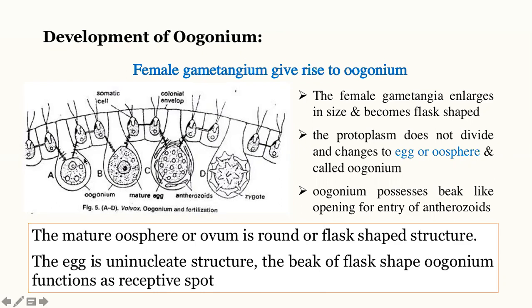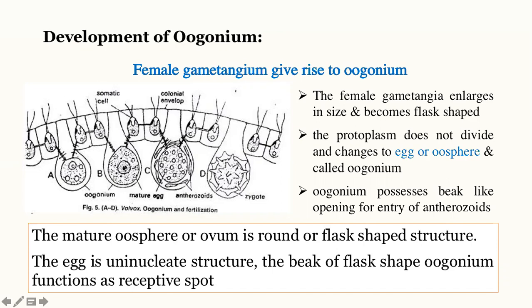The oosphere, as you can see here, will have a short beak-like point which assists in the entry of the antherozoid, or you could say that it is the entry point for the antherozoids to penetrate into the oogonium and effect fertilization. So a mature oosphere, or the ovum, you can see here, is a rounded or flask-shaped structure.